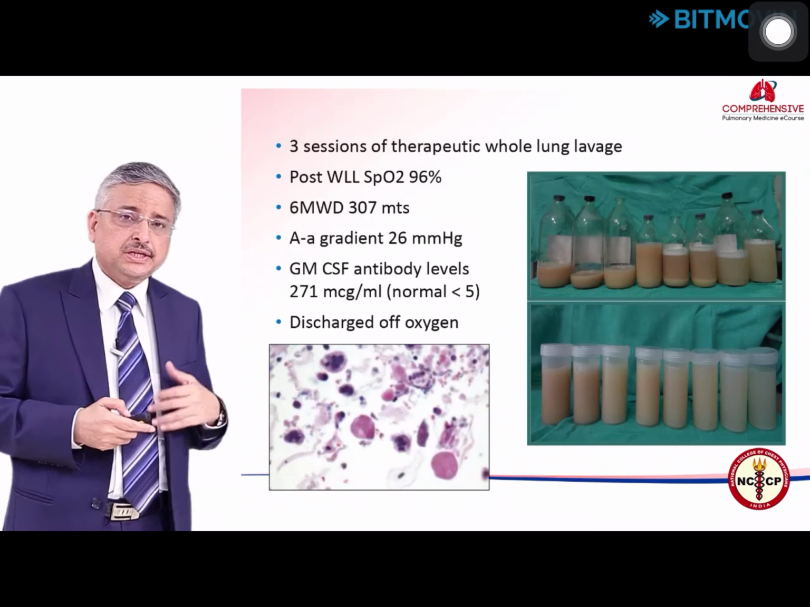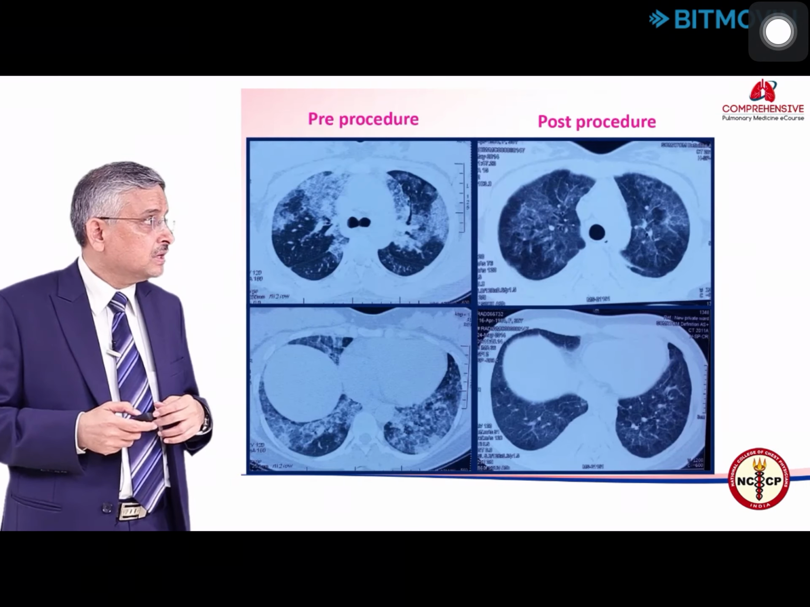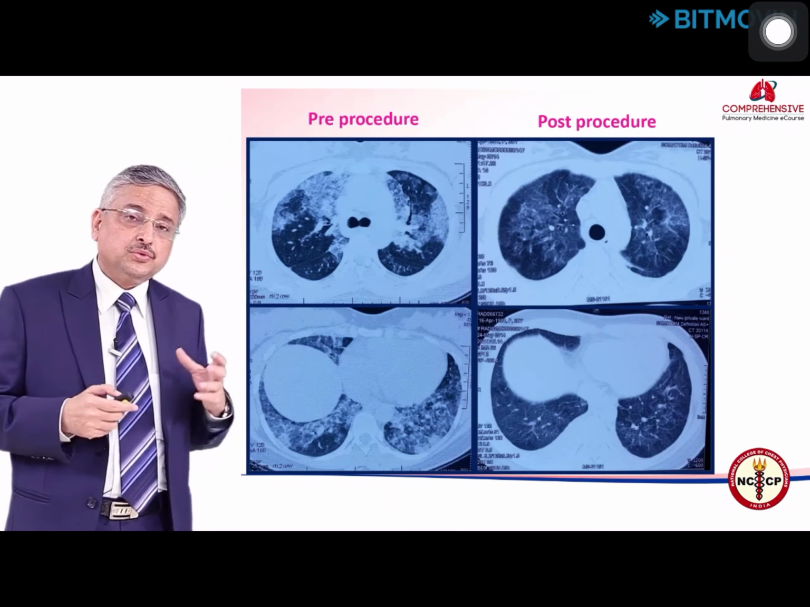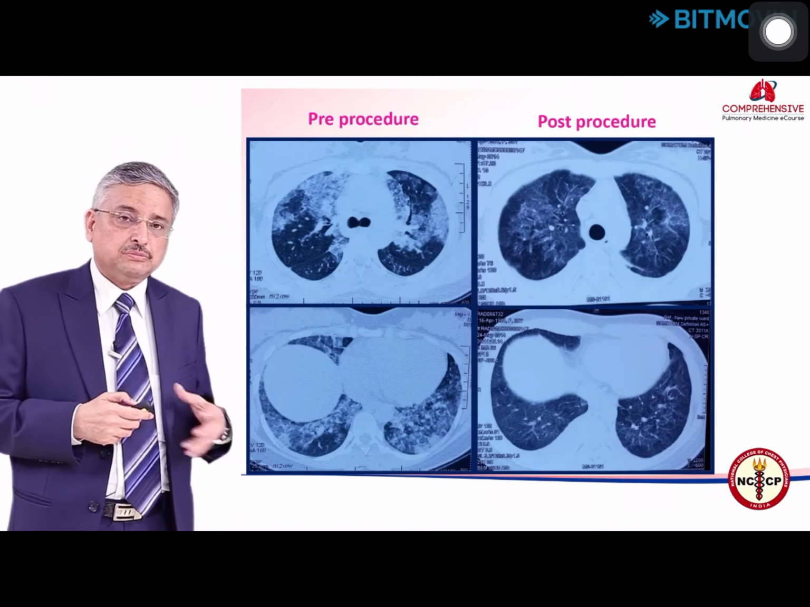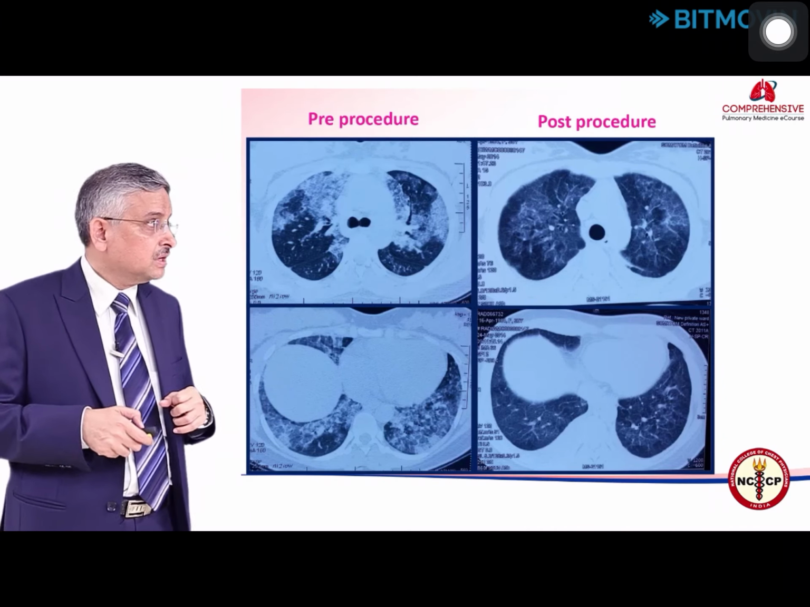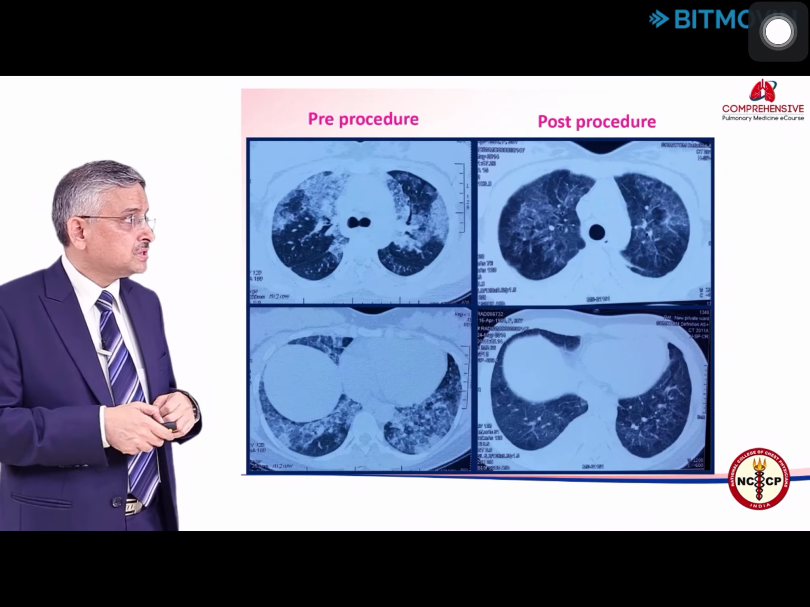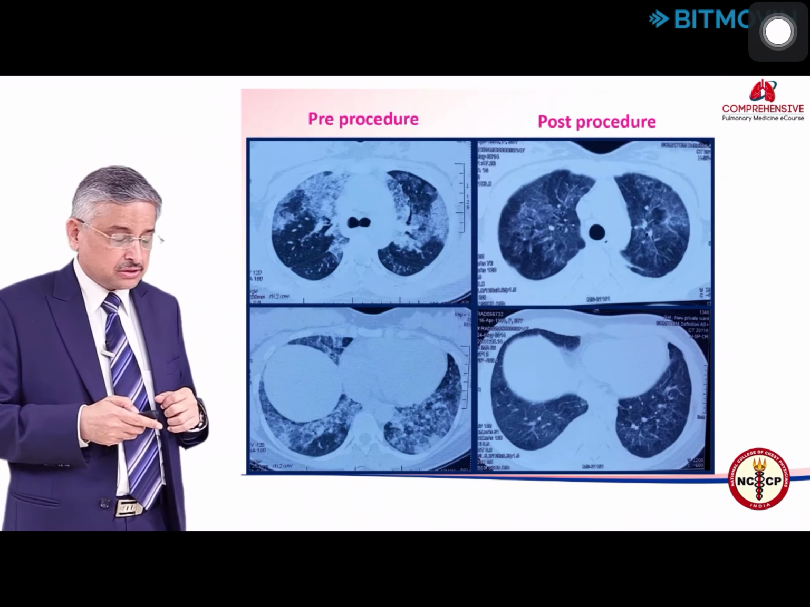We have now almost 8 or 10 patients in whom we have done a whole lung lavage for alveolar proteinosis, and one such patient has required almost about 40 to 60 liters of wash to get the proteinaceous material out of the lungs. So, this is the CT of the same patient. As you can see, pre-procedure and post-procedure, there is a lot of clearing as far as the shadows in the lung are concerned.